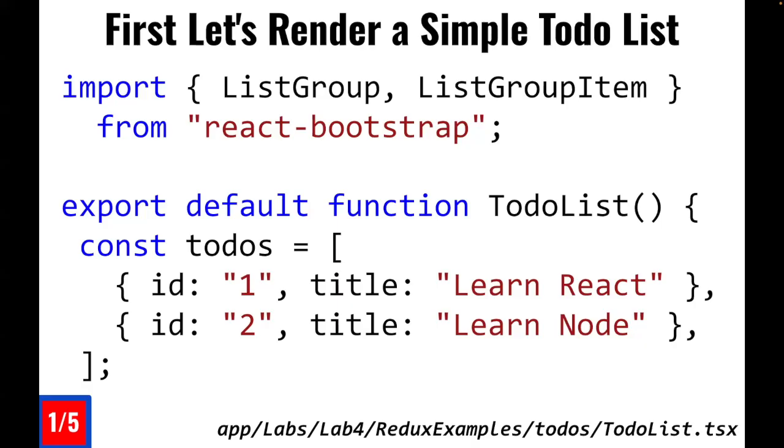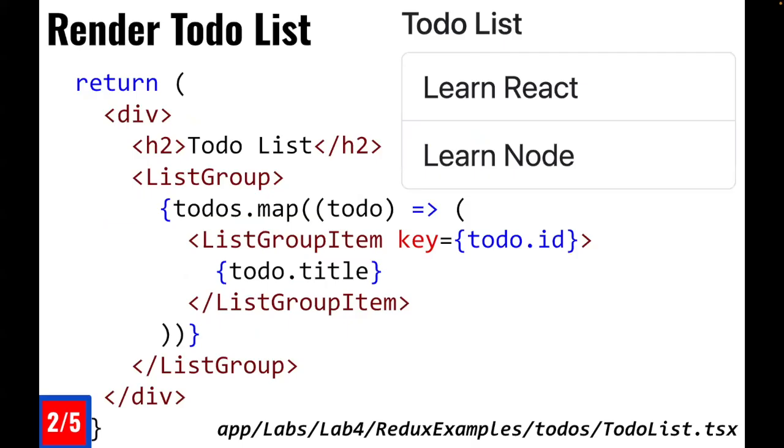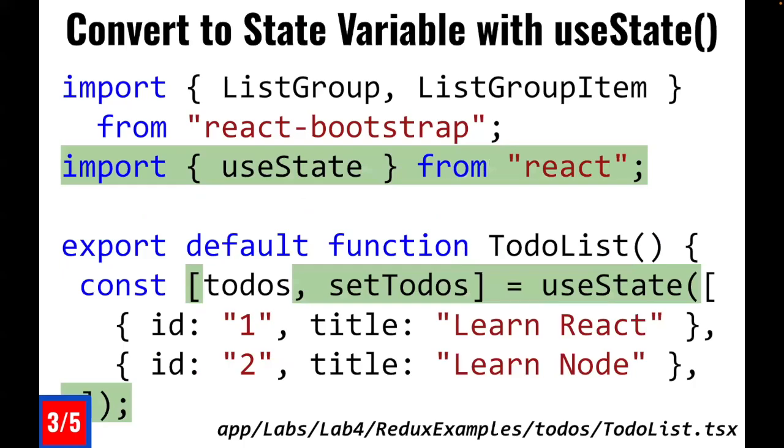Okay, let's start with something trivial. So here we have an array of objects that represent to-do items: I want to learn React, learn Node. Those are two objects, two to-dos, and we can render them easily, right? In a list group, we can do todos.map, ListGroupItem, and we're displaying the to-do title, and we're using the to-do ID as the key. Make sense? Nothing new here. Now, right now the to-dos are static.